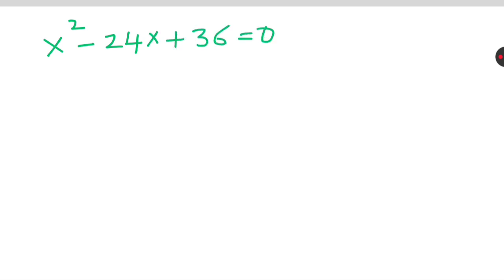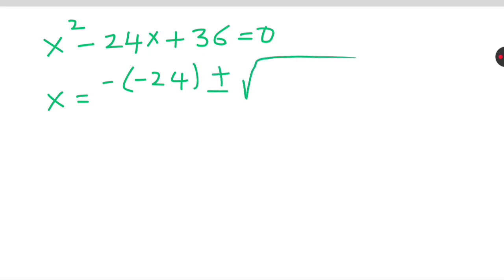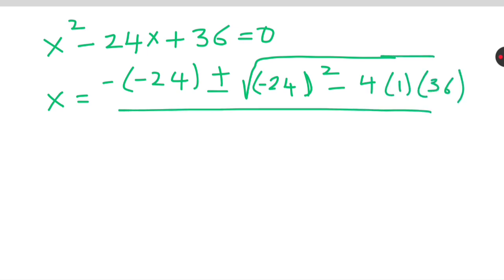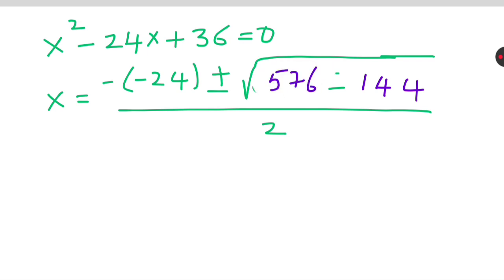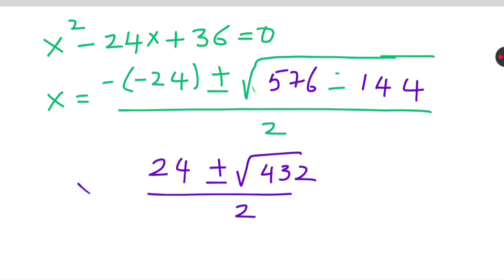Using our quadratic formula, we are going to find the roots of this x. So what is the formula? −b ± √(b² − 4ac) divided by 2a. Here the b value is −24, so −b gives 24, ± the square root of (−24)² − 4 times a c. The c value is 36, divided by 2 times a. The a value is 1. Let's write only 2 at the denominator. Now 4 times 36 is 144. (−24)² is 576. 576 − 144 gives 432. Here minus times minus is plus, so 24 ± √432 divided by 2 is the x value.